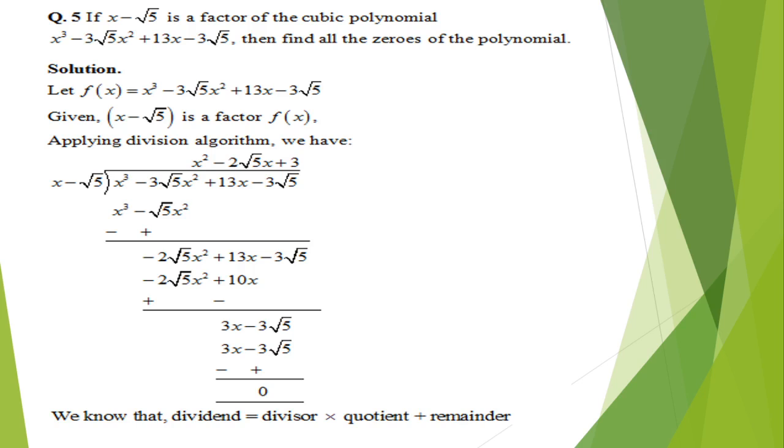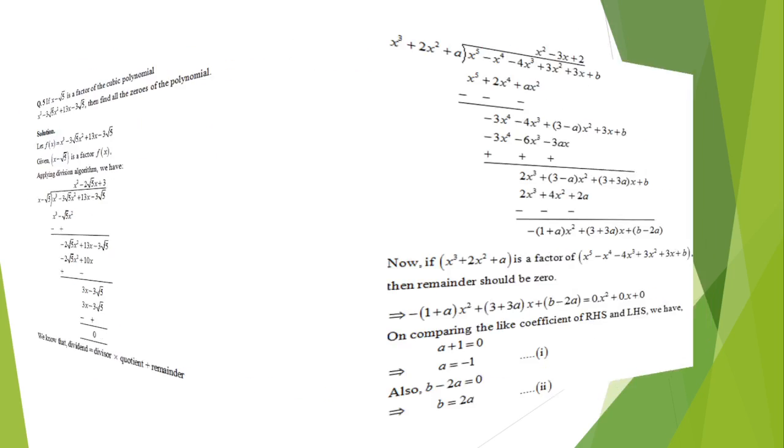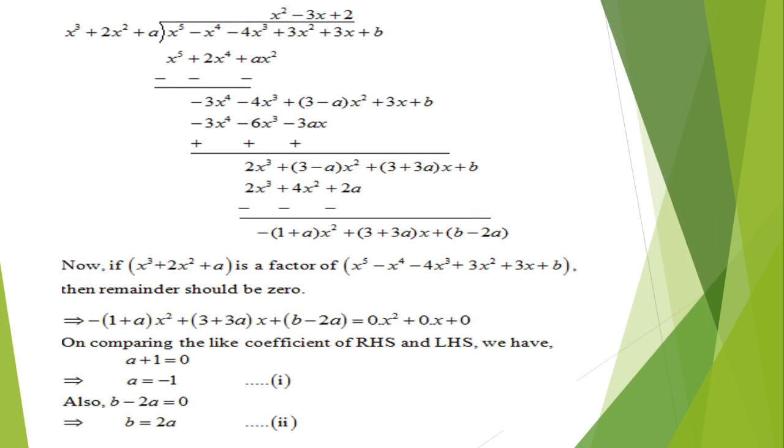So please try to remember: dividend equals divisor into quotient plus remainder. And here we have one more example. Sometimes we miss some terms. See, the divisor is x cube plus 2x square plus a, and the dividend is x power 5 plus b. If you follow the long division process, finally I got some value. In the question, the remainder should be 0. When the remainder should be 0, we have to equate this value equal to 0. Then we can find the values of a and b.